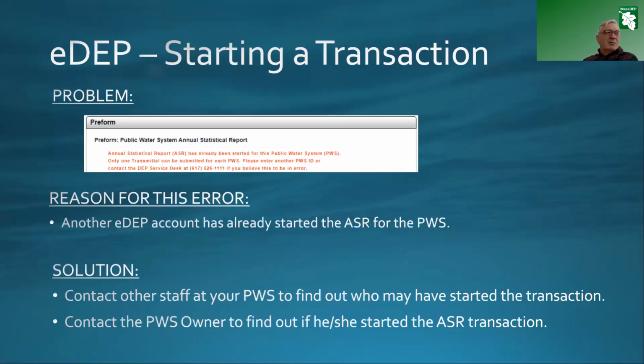So number one problem, someone has already opened that ASR. You will get this message that it's already been started. You can reach out to us. This is an issue that the drinking water program folks can address. So you contact Tio, myself.